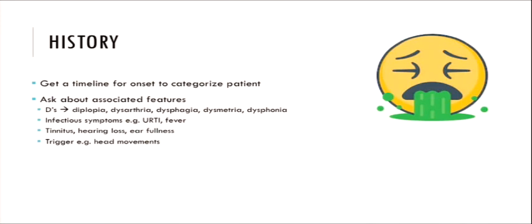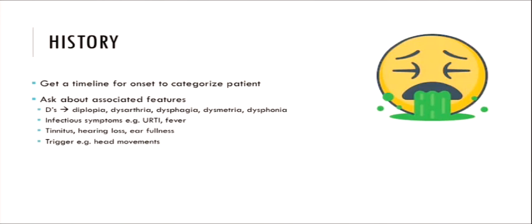And then you want to ask about associated features. So you want to ask about the Ds. So again, remember when you have a brainstem infarct, you usually take out more than one cranial nerve nucleus, so you'll get other associated ones. So they're called the Ds. So diplopia, right? So if you take out the extraocular eye movement, so like cranial nerves 3, 4, and 6, then you will get diplopia or abnormalities in controlling the eye movements. You'll get dysarthria, right?